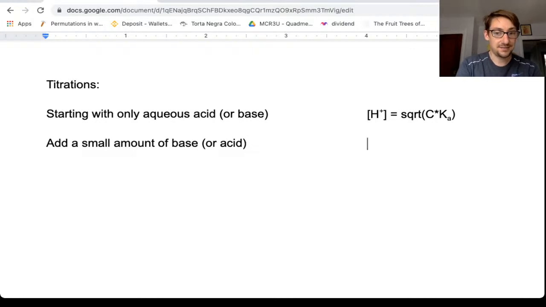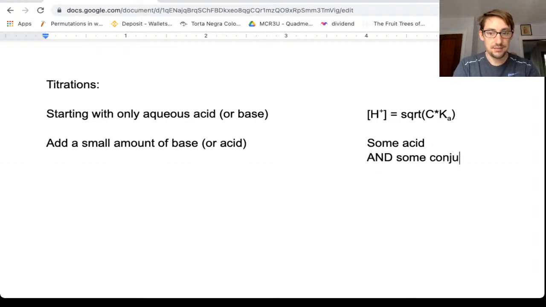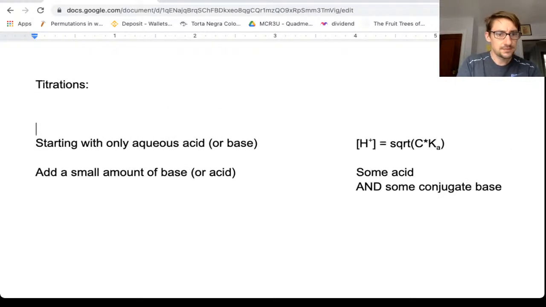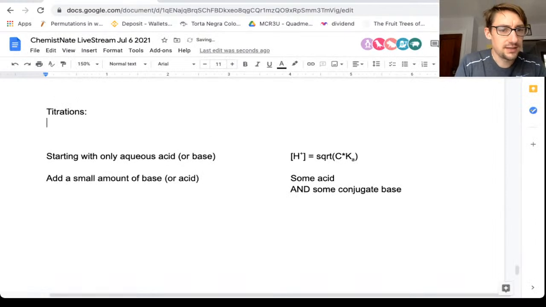All of a sudden, you now have some H+. Obviously, if you started with acid, you have some H+. And you probably have some of the conjugate base. Let me see if I can reword that here. Some acid and some conjugate base. You know what? Let me just shuffle this over a little. Insert table.